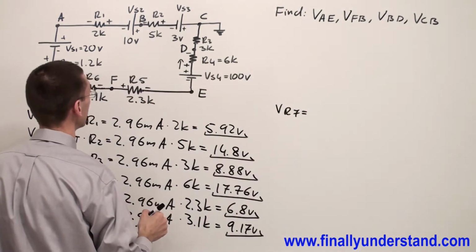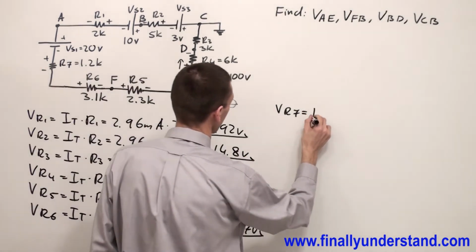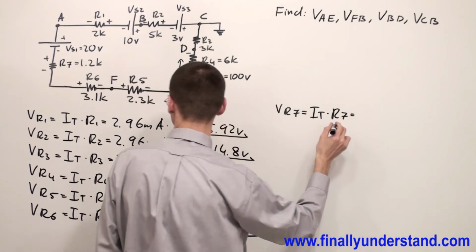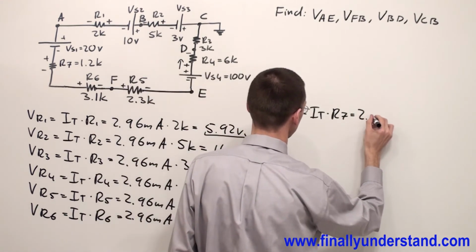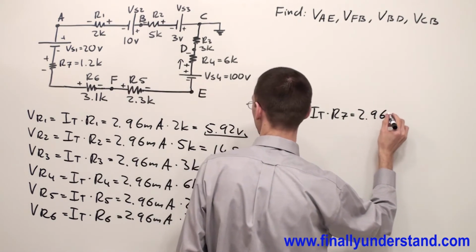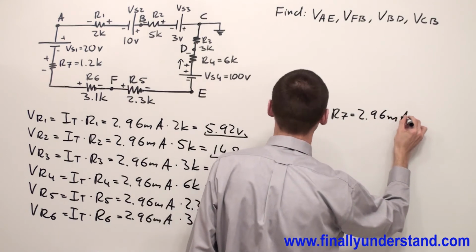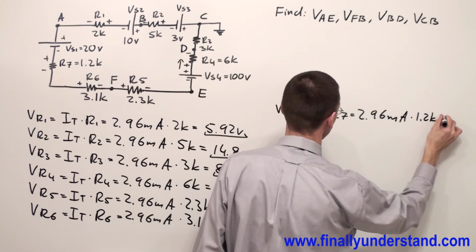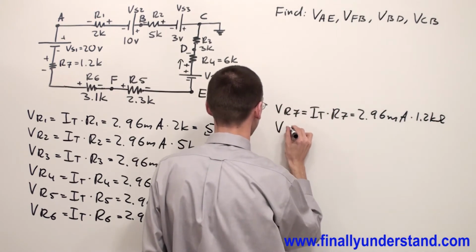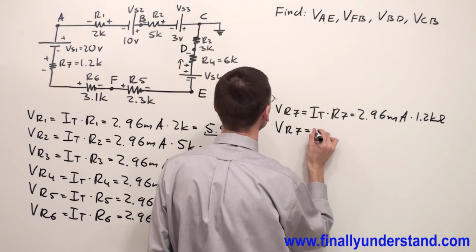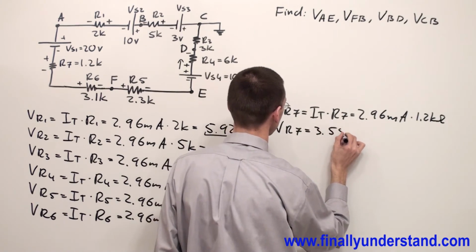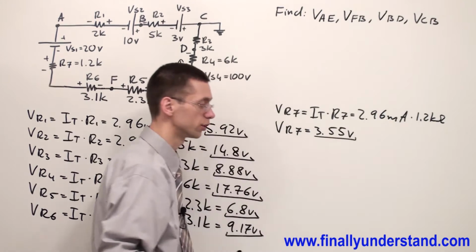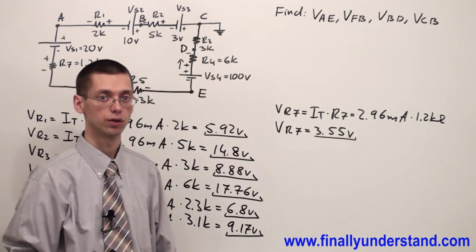VR7 is equal to I total times R7, which is equal to 2.96 milliamps times 1.2 kilo. VR7 is equal to 3.55 volts. I found the voltage across each resistor.